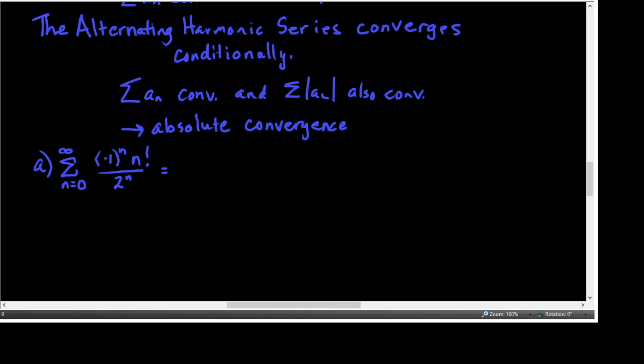So that's 0 factorial over 2 to the 0, because negative 1 to the 0 is 1. Then minus 1 factorial over 2 to the 1st. Then plus 2 factorial over 2 squared, minus 3 factorial over 2 cubed, etc. Okay, this is an alternating series.